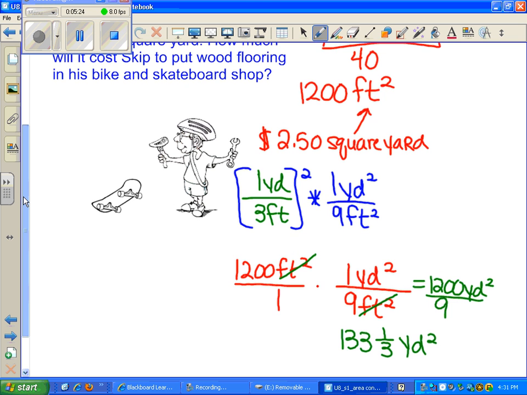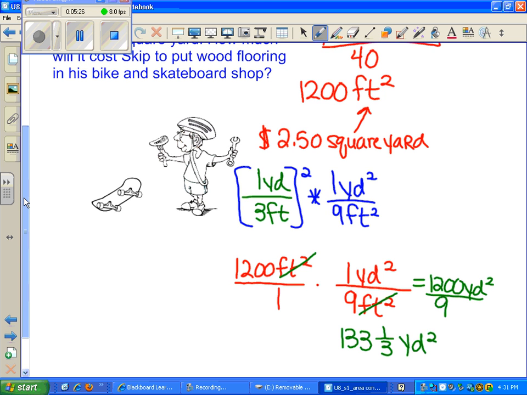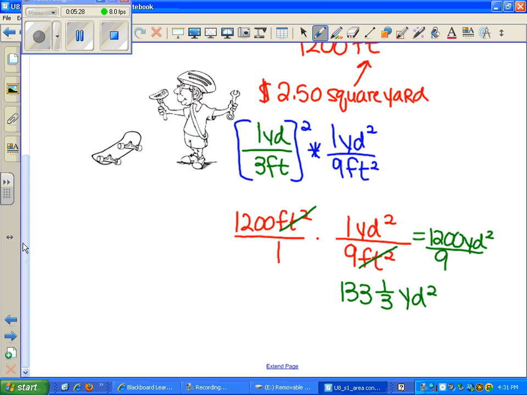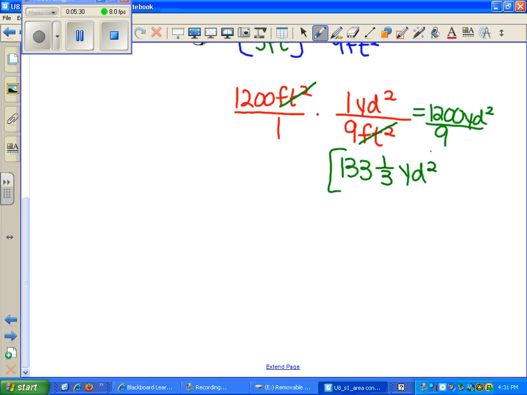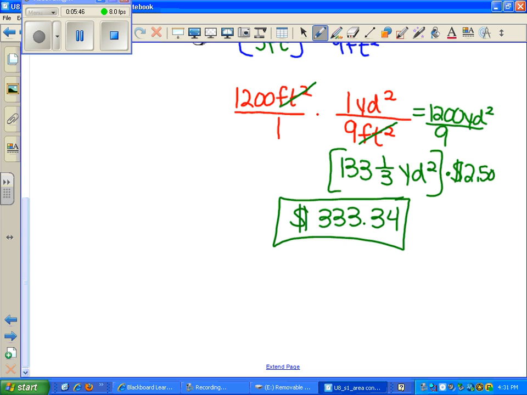Now that my units are in yards, I can multiply it by the $2.50. So I'm going to take this value and multiply by $2.50. When I do, I get about $333, and I'm going to round up. We usually round up with money, and 34 cents. So it's going to cost Skip $333.34 to put wood floor in the showcase of his bike and skateboard shop.